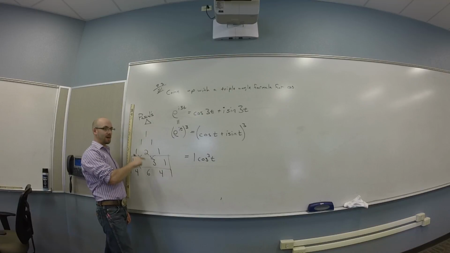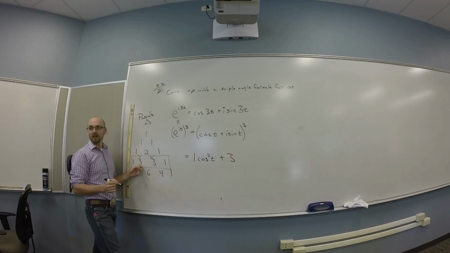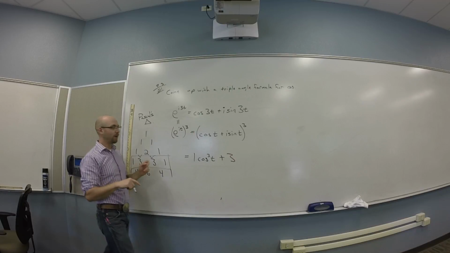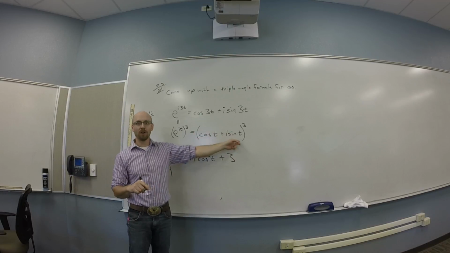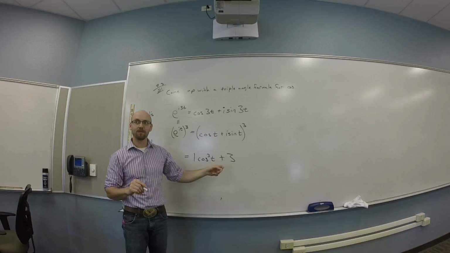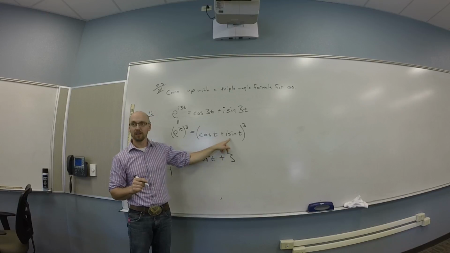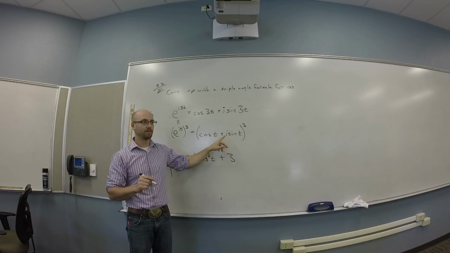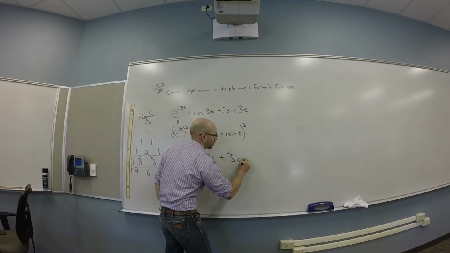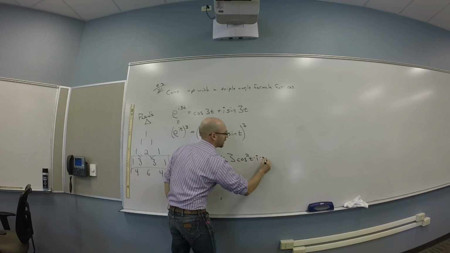And then at each step here, I'm going to put the number, and then I'm going to trade one of the first thing for one of the last thing. So right now I have 3 cosines. So in my next step, I'm going to have 2 cosines and 1 i sine. You guys with me on that? So my next step is going to be cosine squared t times i times sine t.